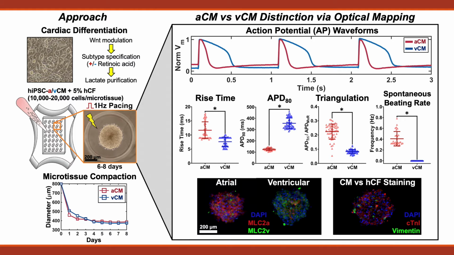As seen by the traces here, ventricular microtissues showed the characteristic spike and dome shape, whereas atrial microtissues have a more triangulated waveform. Notably, we detected slower rise time, shorter APDs, and greater triangulation in atrial microtissues. We also showed that our atrial microtissues are spontaneously active, whereas our ventricular microtissues are quiescent. Immunohistochemistry also confirmed successful subtype specification by double staining for atrial marker MLC2A shown in red and ventricular marker MLC2V shown in green. Next slide, please.